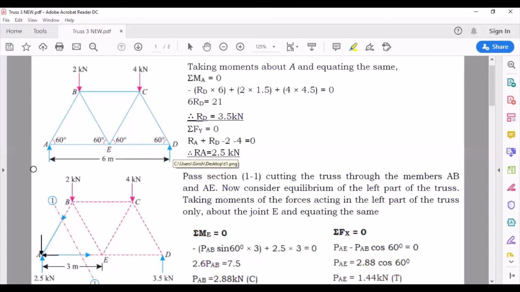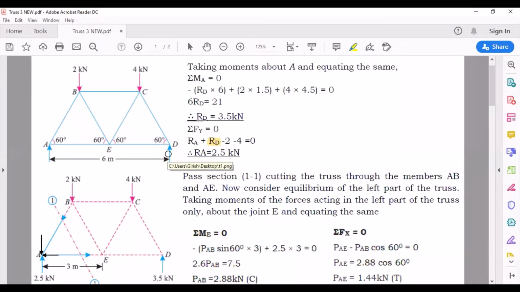Next, you apply sigma Fy, wherein you're going to add all the vertical forces. So it is plus RA plus RD minus 2 minus 4. RD you have already calculated, that is 3.5. If you substitute the value of RD here, you will get RA as 2.5. So you have calculated the reactions at A and at D.